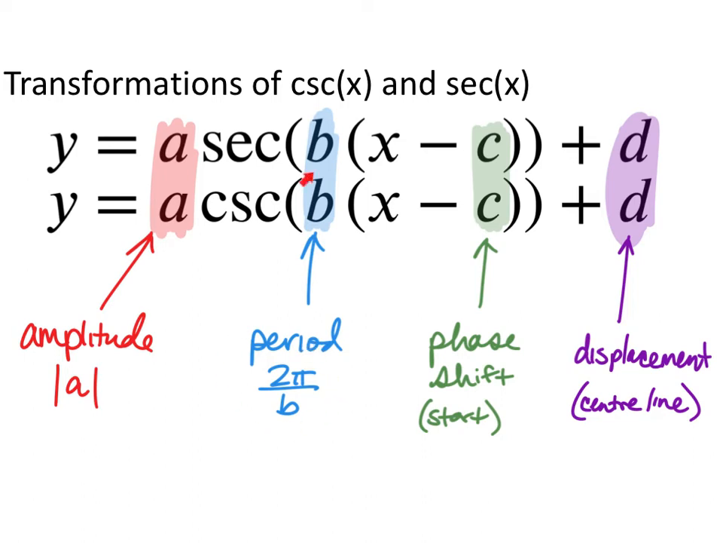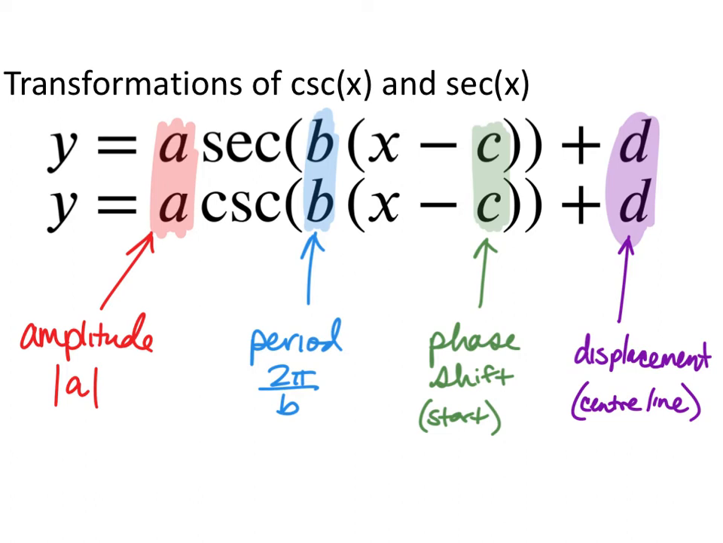The period is not b, so don't get it twisted. Don't say b is the period. B helps us find the period. Okay, the period is how long it takes for that function to repeat. It helps us talk about the frequency of the curves. And the formula for period is 2 pi over b.